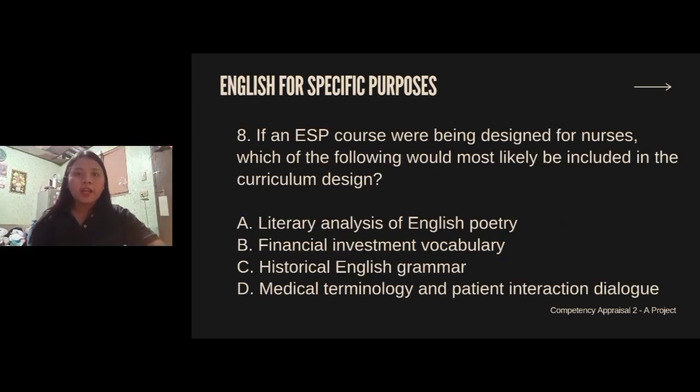Number 8, if an ESP course were being designed for nurses, which of the following would most likely be included in the curriculum design? A. Literary analysis of English poetry. B. Financial investment vocabulary. C. Historical English grammar. And letter D. Medical terminology and patient interaction dialogue.